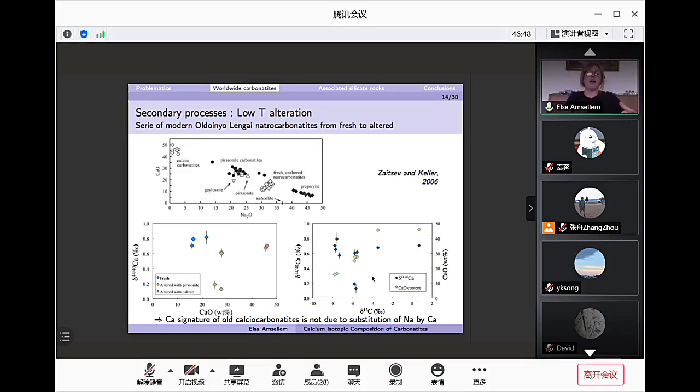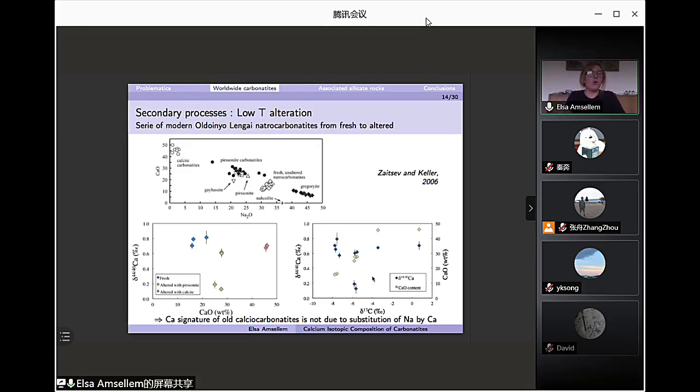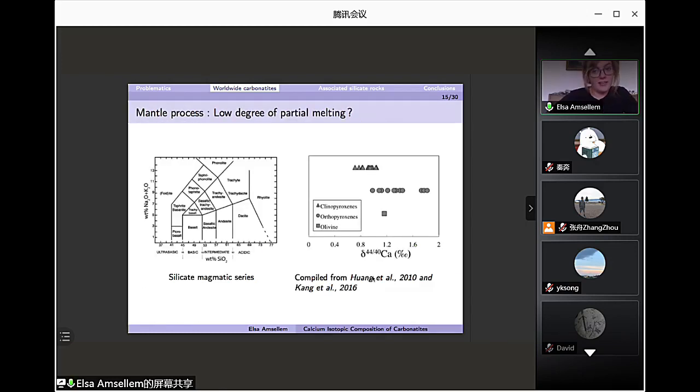So these results imply that the calcium signature of the calciocarbonatites cannot be due to substitution of sodium by calcium. And so the enrichment in the lighter calcium isotopes we observe in these calciocarbonatites cannot be explained by alteration of natrocarbonatites, and this kind of secondary process is not important for carbonatites. The enrichments in the lighter calcium isotopes can be due to mantle processes.